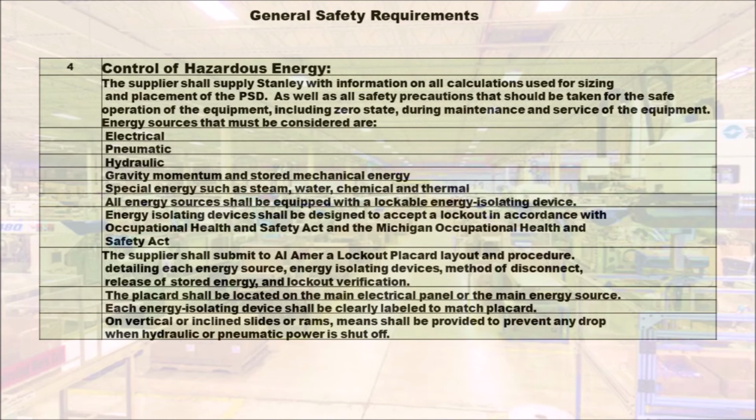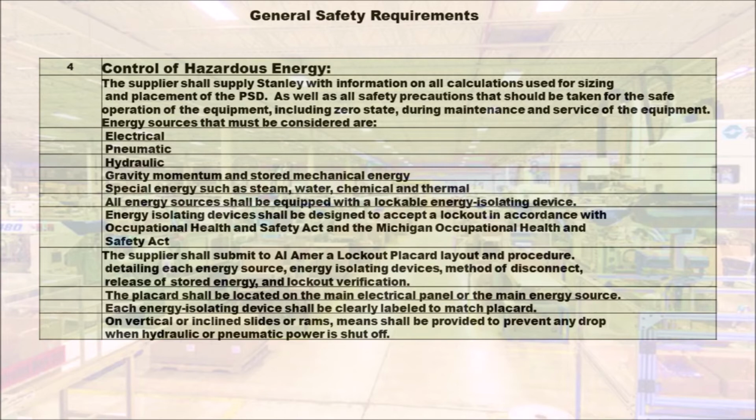Control of hazardous energy. The supplier shall supply Amer with information on all calculations used for sizing and placement of the PSD, as well as all safety precautions that should be taken for the safe operation of the equipment, including zero state, during maintenance and service of the equipment. Energy sources that must be considered are electrical, pneumatic, hydraulic, gravity, momentum and stored mechanical energy. Special energy such as steam, water, chemical and thermal.